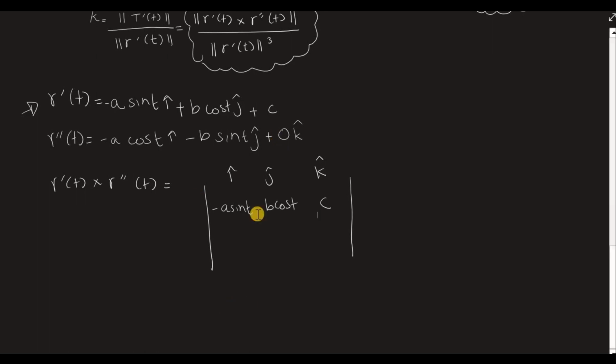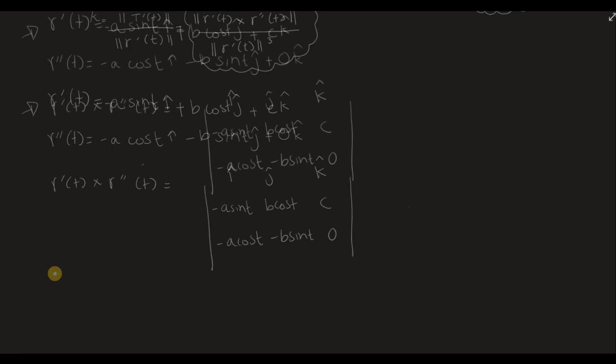You see here, this was i hat, and b cosine t belongs to j hat, and this was for k hat. I forgot to write a k hat here. Now we have to cross product it with the double derivative, so we're going to write the components of the second derivative underneath: negative a cosine t, negative b sine t, and then 0.